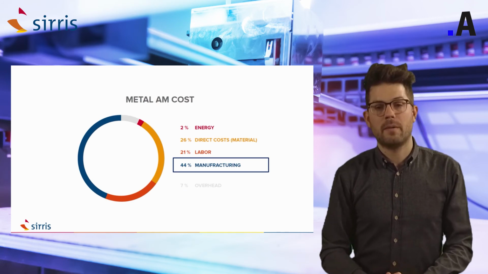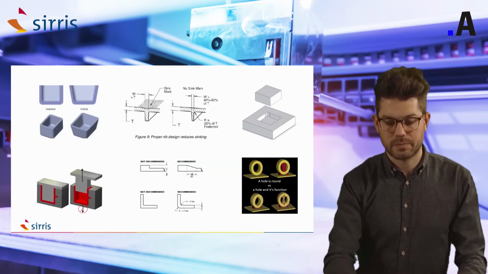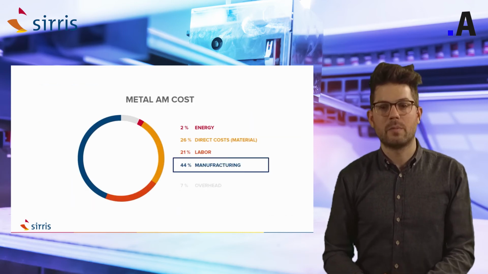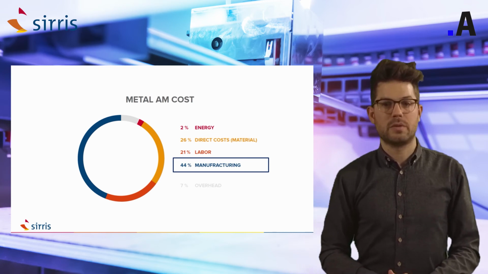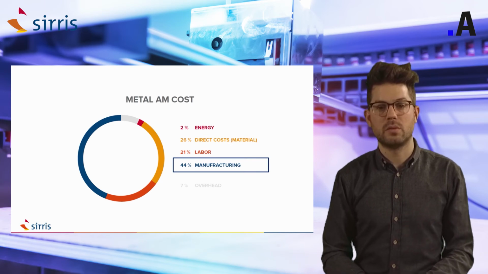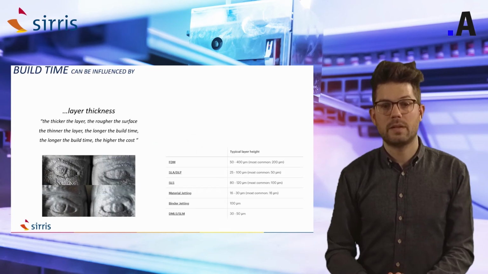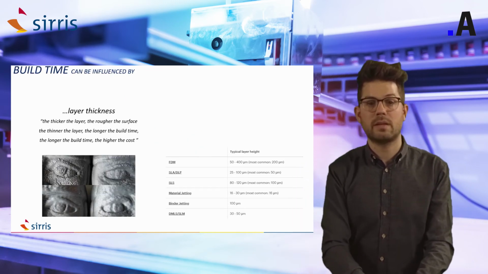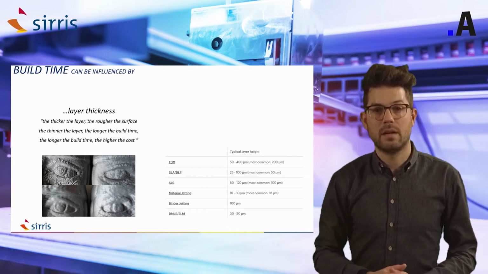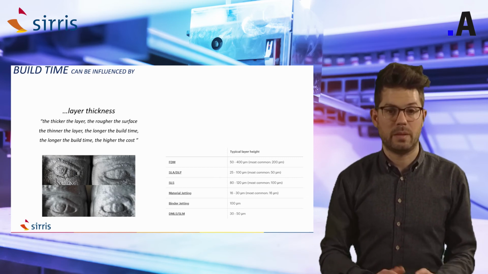If we look back to the cost of producing a metal AM part, we see that a big amount of the cost is due to the manufacturing time. And in fact, there are a couple of ways to influence this printing time. We can play with the layer thickness. The thicker we make the layer, the faster we will print, but the rougher the surface will be.